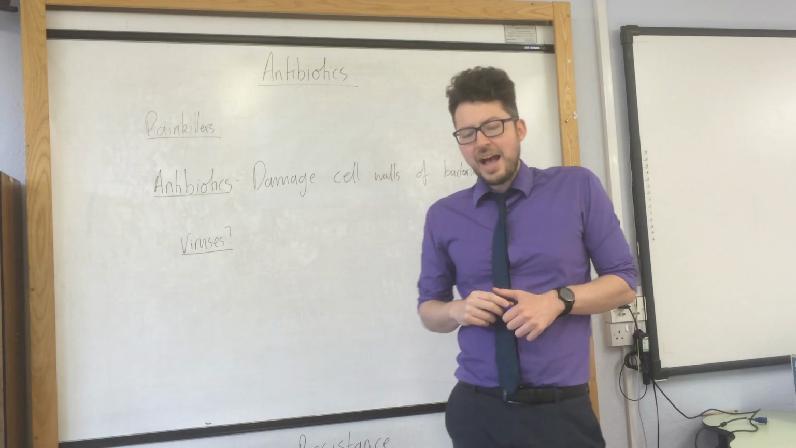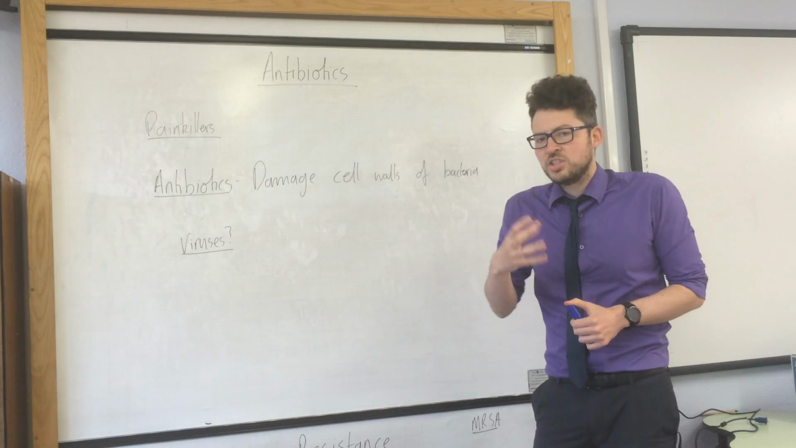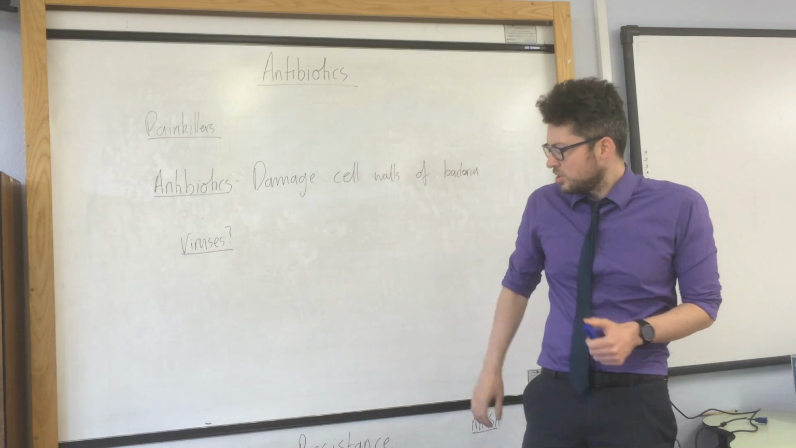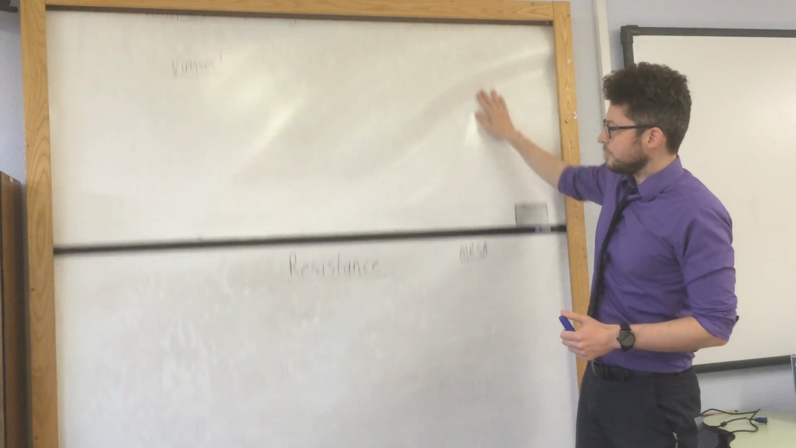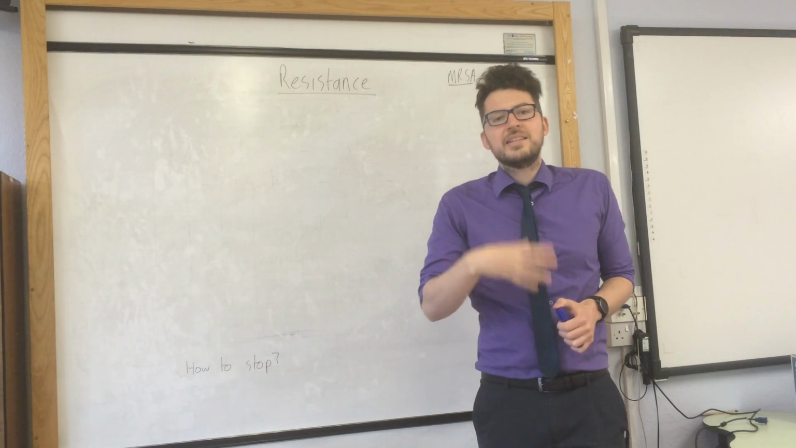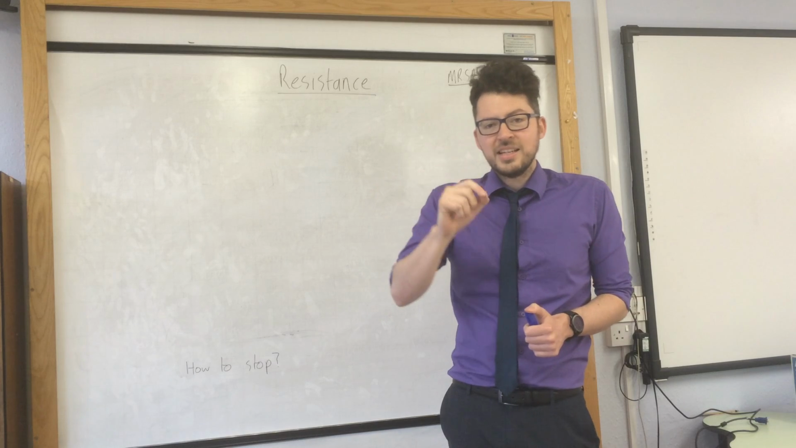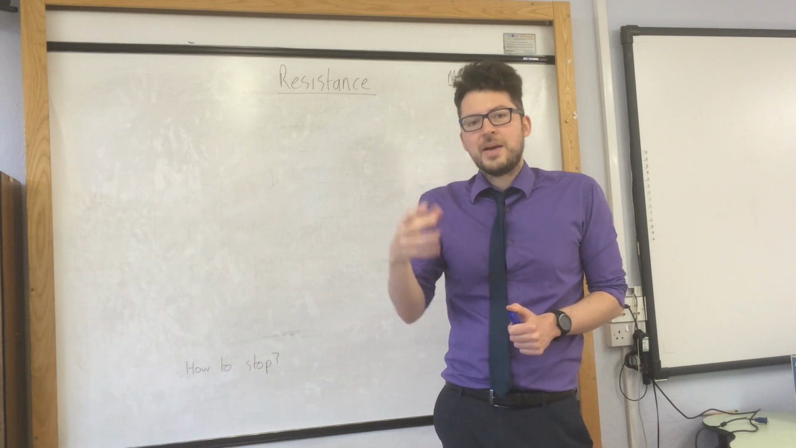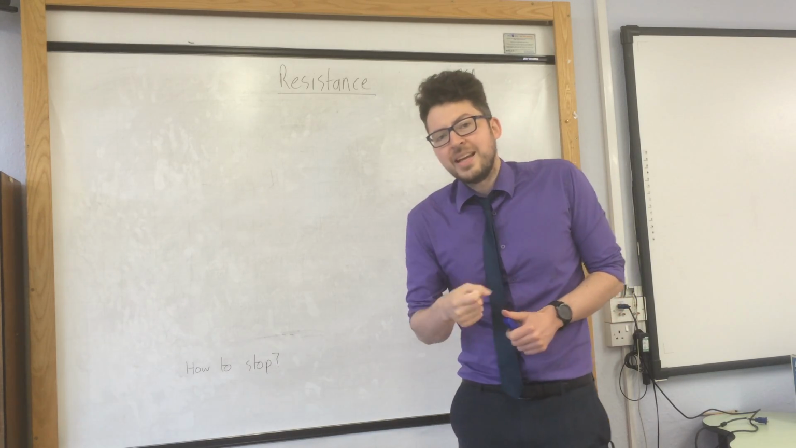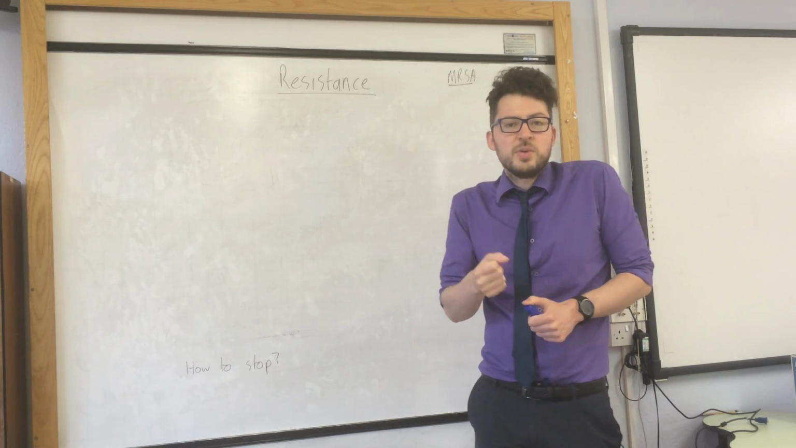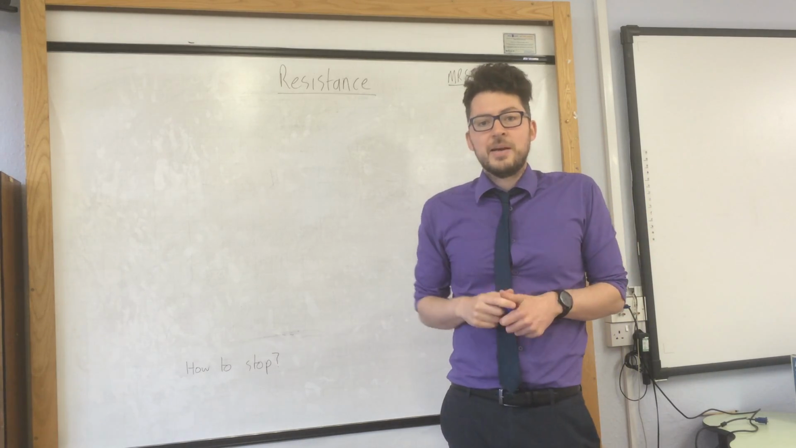Now, we need to know how resistance can emerge in a population. What antibiotic resistance is, is when a bacteria becomes resistant to the antibiotic. So the antibiotic doesn't kill the bacteria anymore. Okay? And this can be a big problem because we don't have any drugs that work against the bacteria.